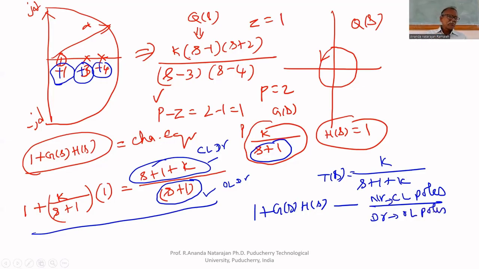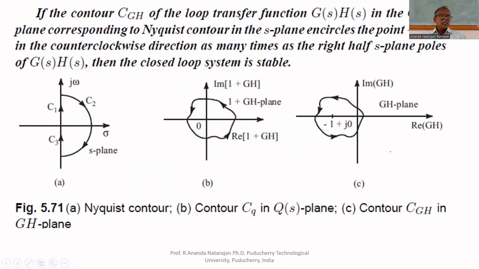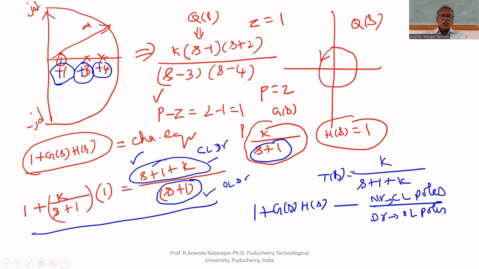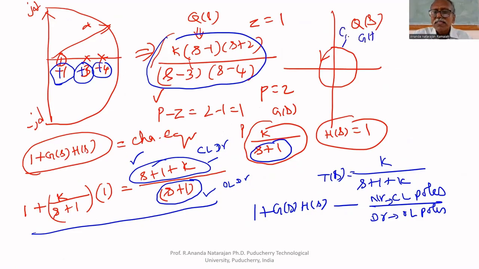What we have to check for a closed loop system to be stable is the contour CGH. For what are we doing the mapping? For GH only. Here we did the mapping for GH. That's why this mapping is called GH mapping, and this contour is called CGH. That's what is written here.